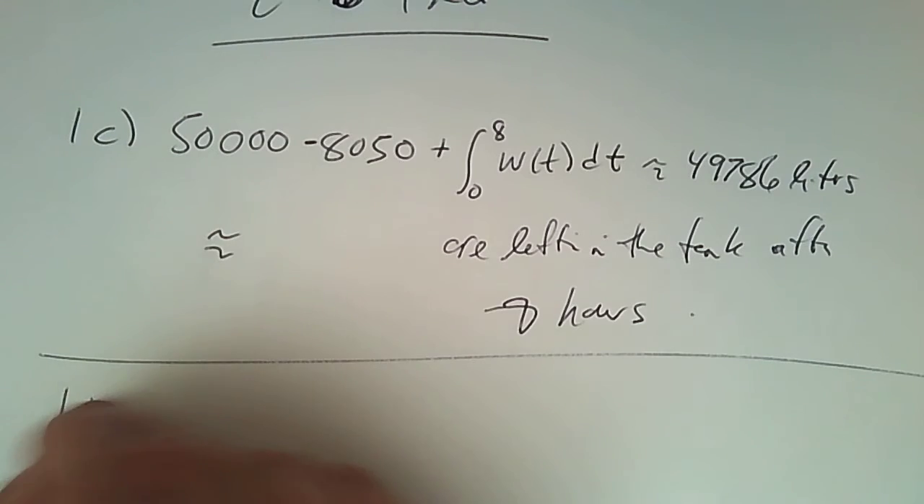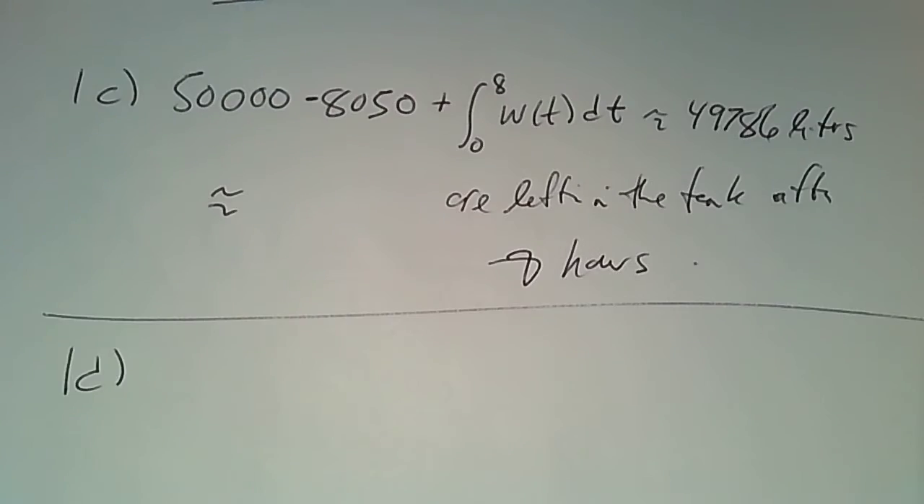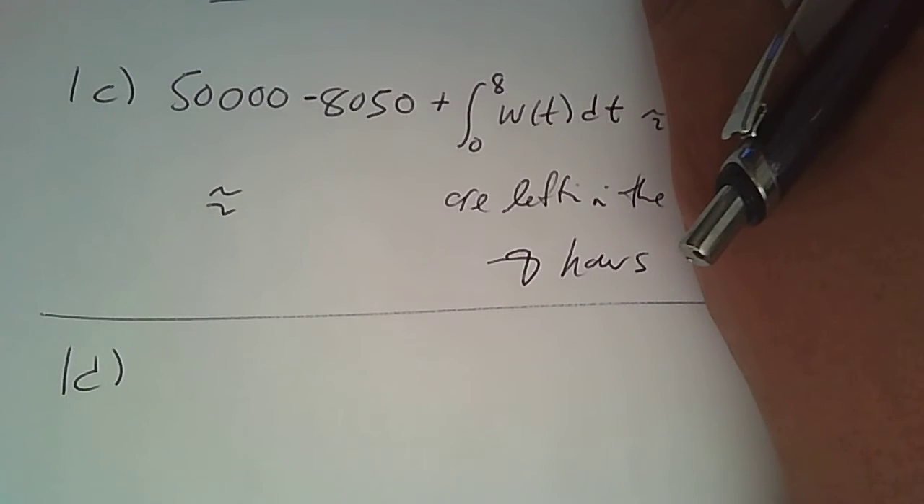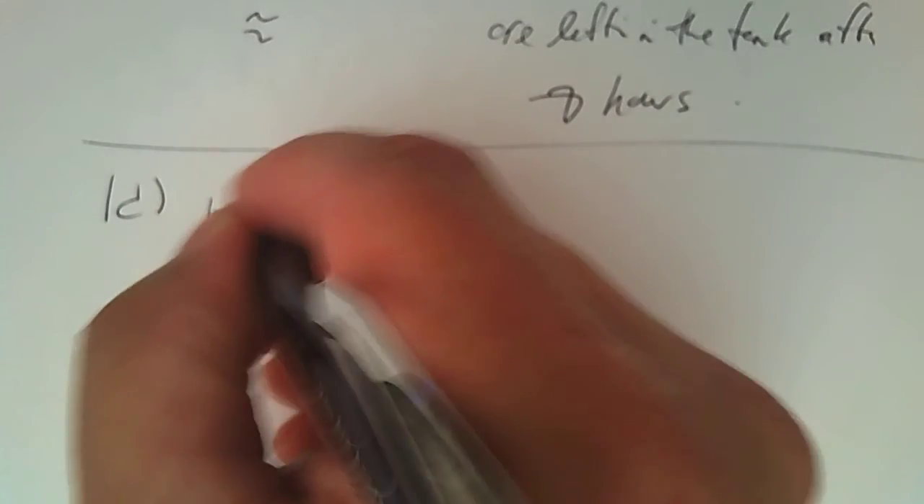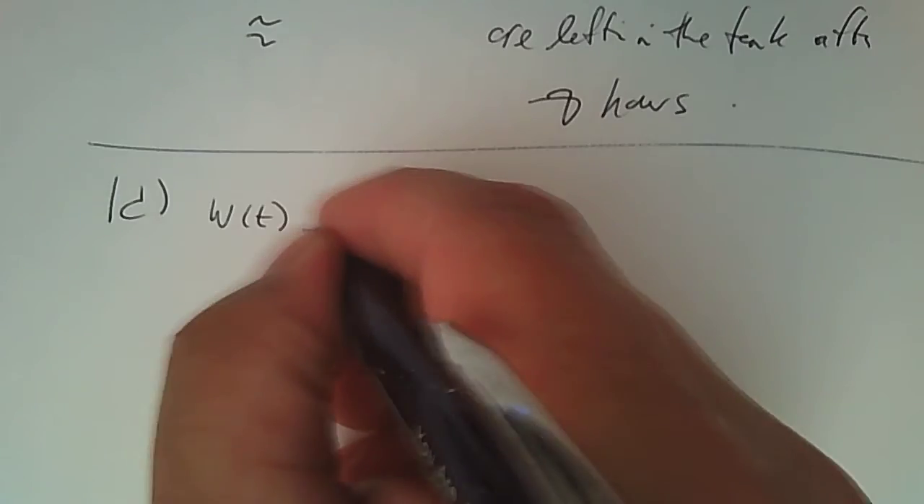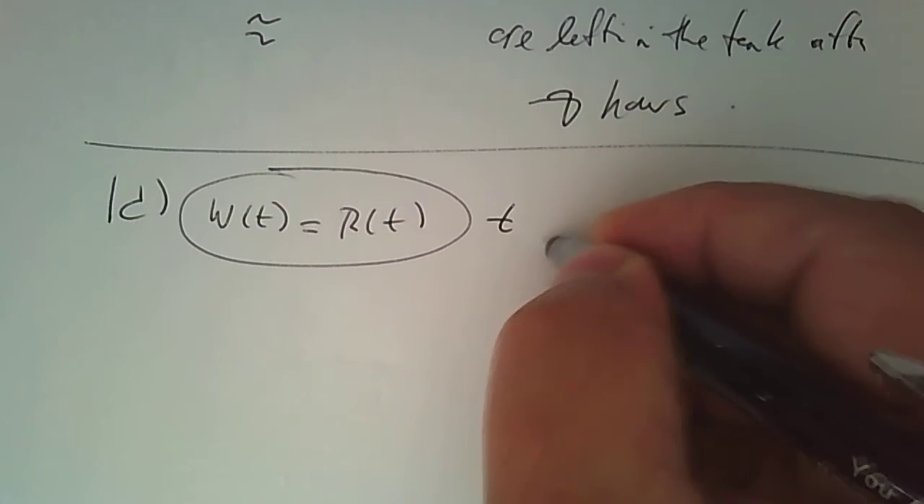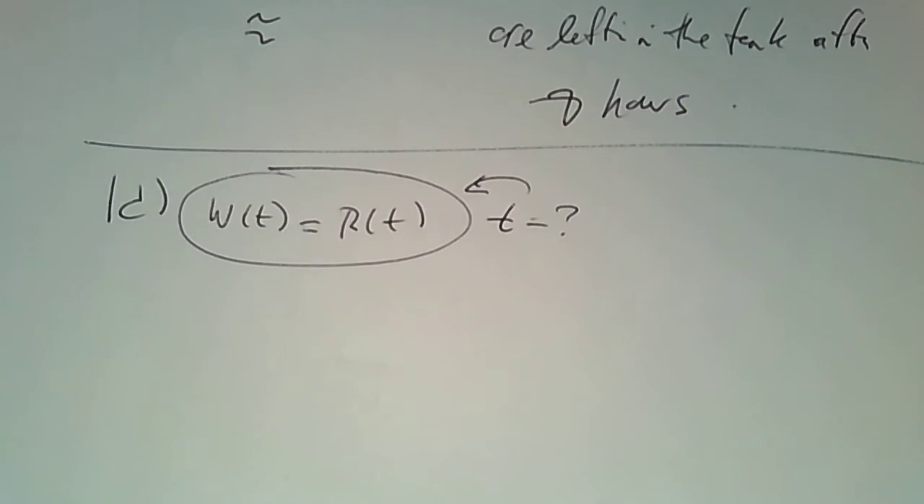All right, one more. 1D. 1D says, from 0 to 8, is there a time t when the rate at which the water is being pumped into the tank, so what's being pumped into the tank is W at t, is equal to the rate being pumped out of the tank? So is there a t value for that? Is there some time when that would happen? And how could I prove it? I don't know when that would be exactly, but explain, is there a time?